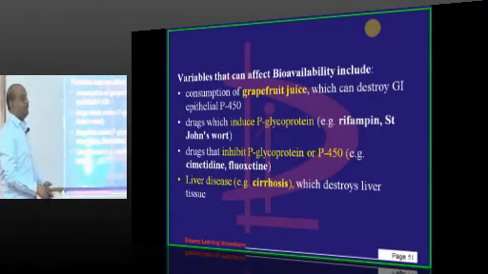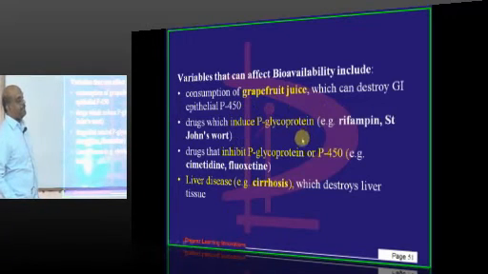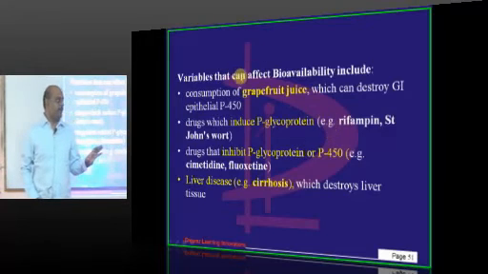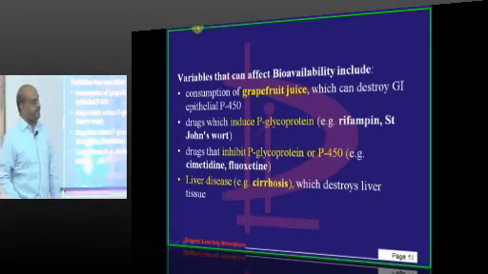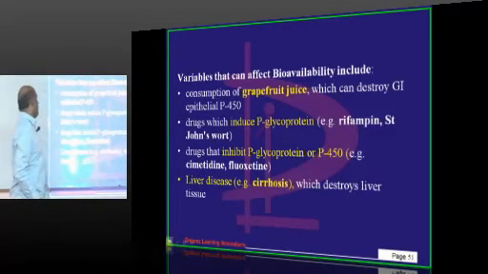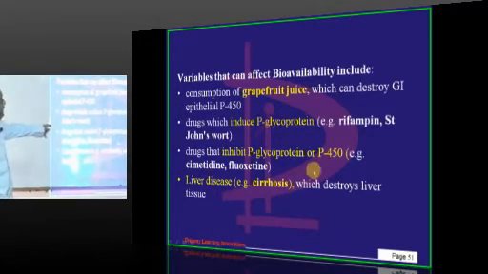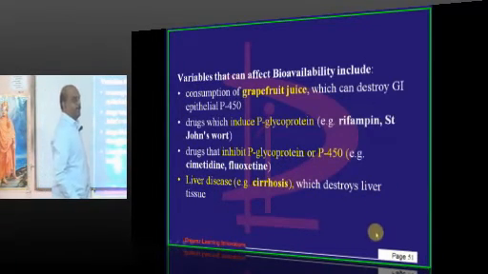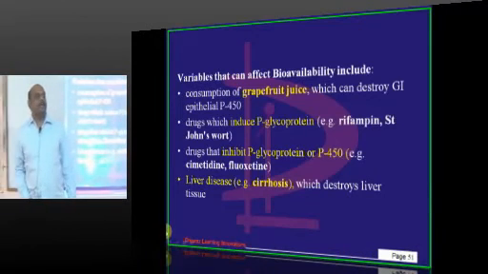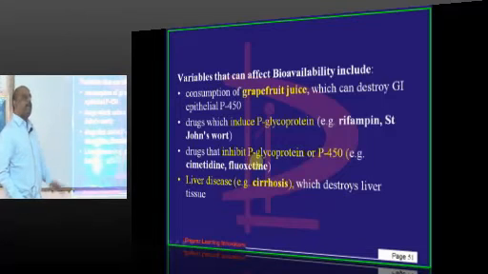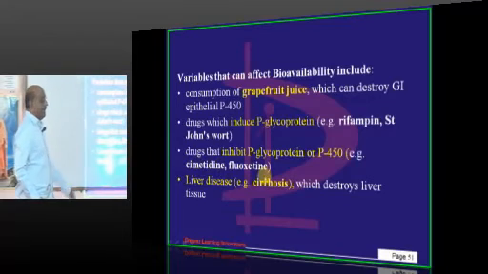So grape juice. The drugs which induce P-glycoproteins, like rifampicin, one of the anti-tubercular drugs, it's a strong inducer of the P450 system. So will it increase or decrease bioavailability? It will decrease the bioavailability. The drugs that inhibit the P-glycoprotein, like cimetidine and fluoxetine. Fluoxetine is an antidepressant called selective serotonin reuptake inhibitor. Don't worry about what it is, but remember it is an antidepressant. Cimetidine and fluoxetine, they are the inhibitors.